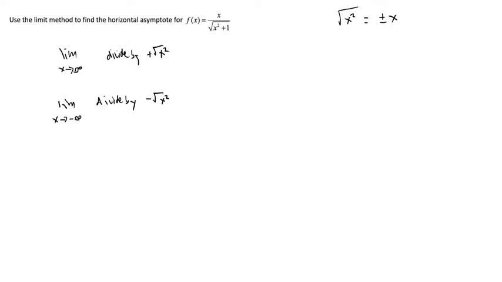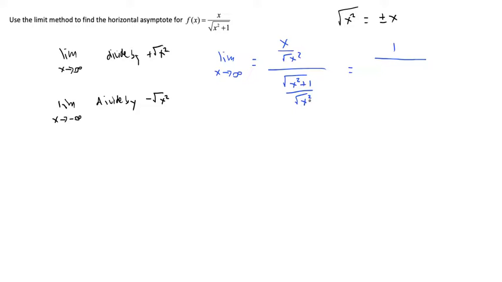So in this case, let's just find the limit as x approaches infinity. We're going to take the x over radical x squared, and then on the denominator, radical x squared plus 1, and divide that by radical x squared. Now this one actually just cancels out. Radical x squared is just x, so that just equals 1. But what happens on the denominator?